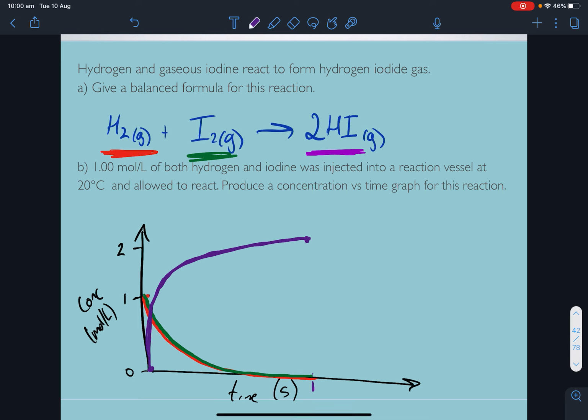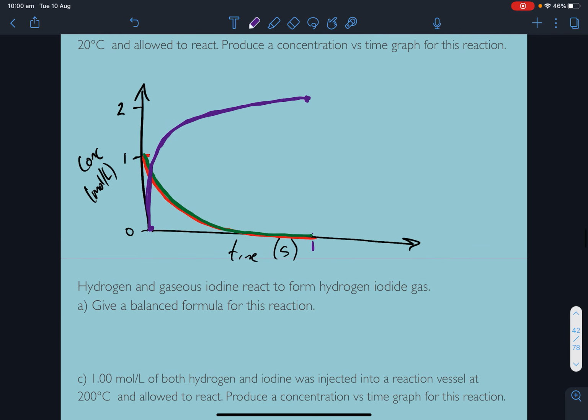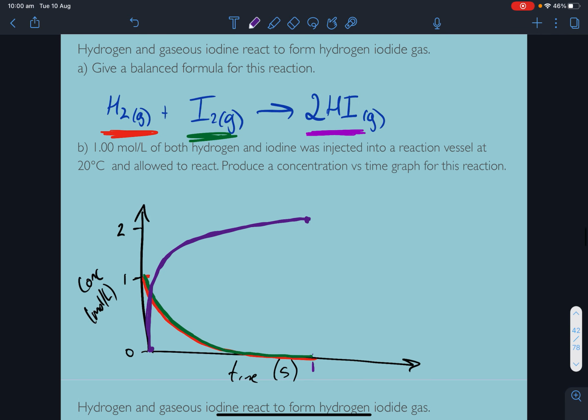We don't know what the time is, can't predict that. We're just saying at a certain time it's going to cease. But the main point that I'm looking for here is the stoichiometry. As well as hydrogen and iodine being reactants, they need to decrease fast and then slow down over time and reach 0. Hydrogen iodide needs to start off at 0 and increase fast and slow down over time. And they're going to cease both at the same time, and also this 1-to-2 stoichiometry.